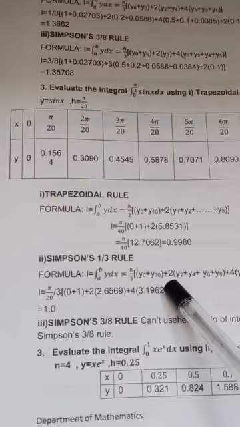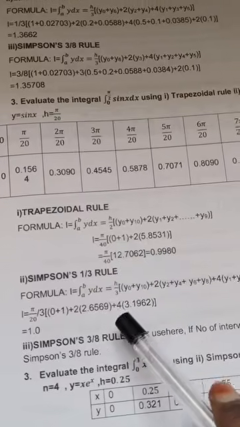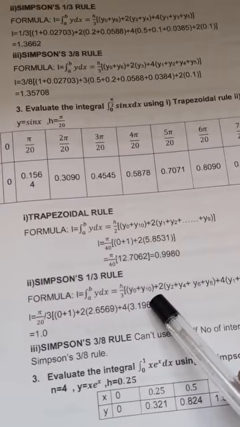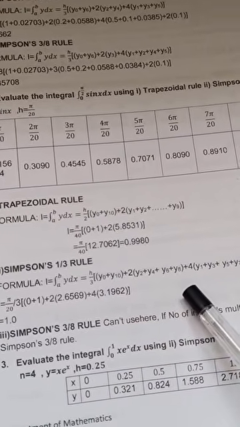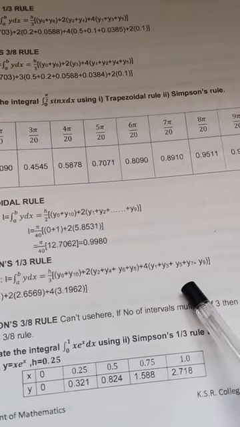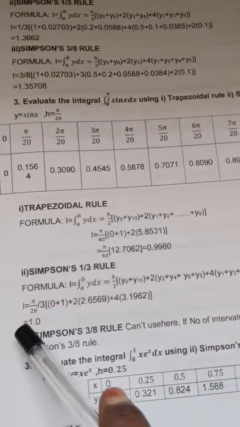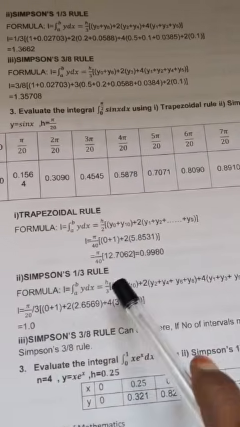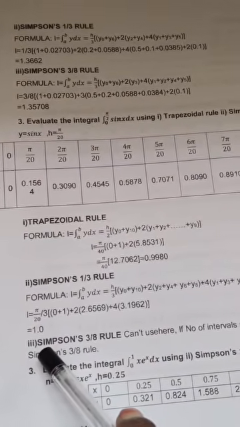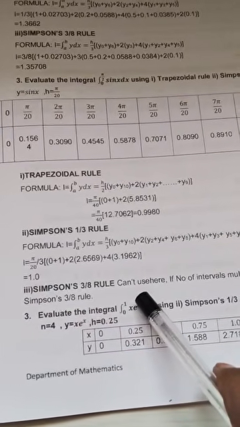Next one is Simpson's 1/3 rule. In the trapezoidal rule we have h by 2, but in Simpson's 1/3 rule we have h by 3. The formula is h by 3 into the sum of the first and last ordinates, plus 2 into the even ordinates, that is y2, y4, y6, y8, plus 4 into the odd ordinates, except the first and last. Here h is pi by 20, just substitute h as pi by 20 divided by 3 and all the values, and simplifying, we get the value of integral a to b y dx by Simpson's 1/3 rule. The other rule is Simpson's 3/8 rule.